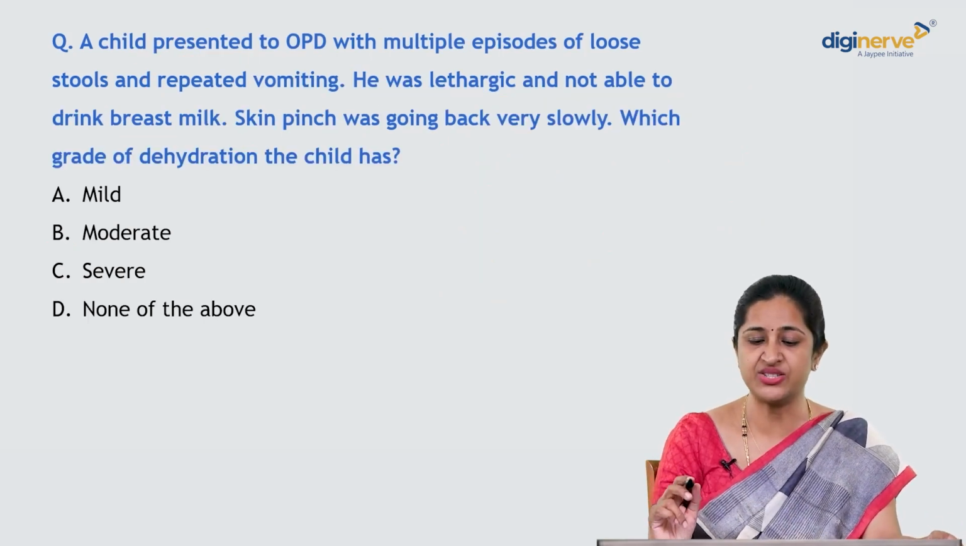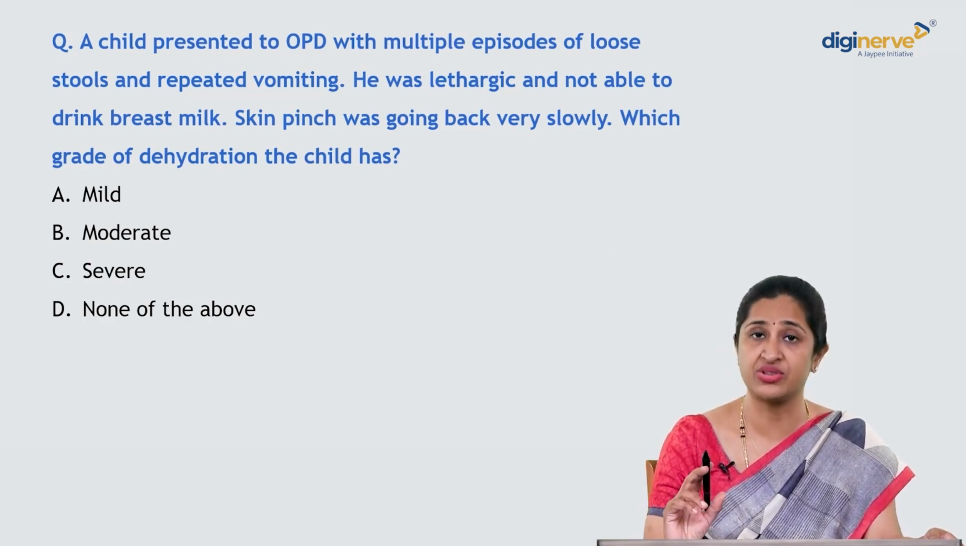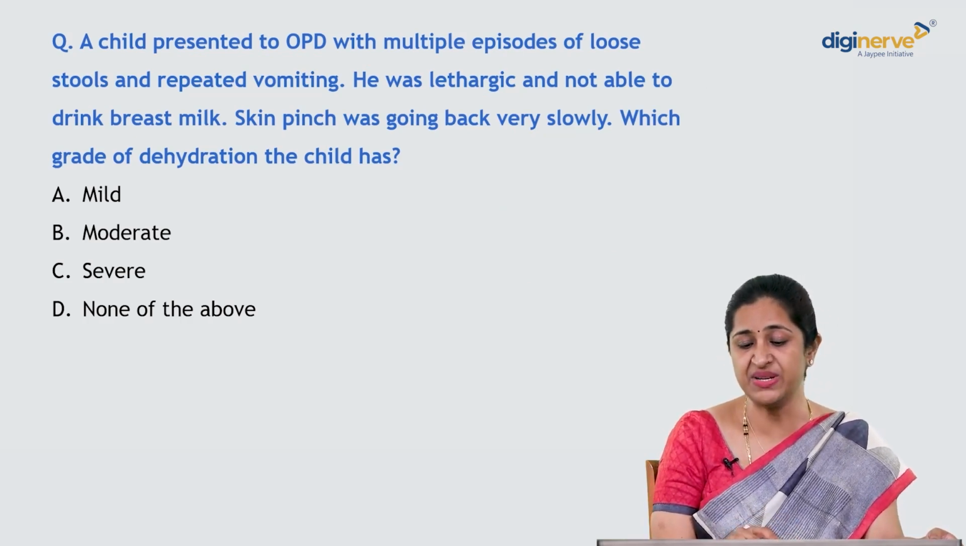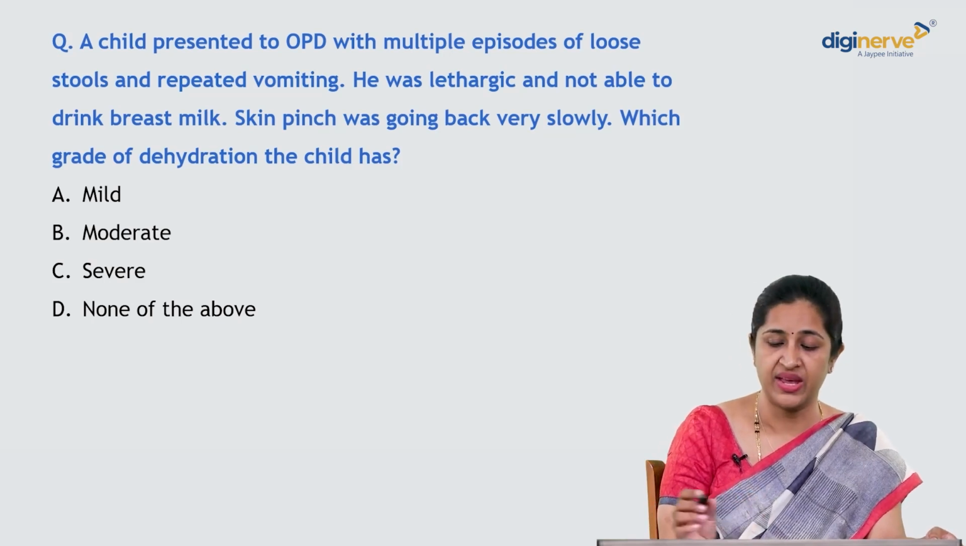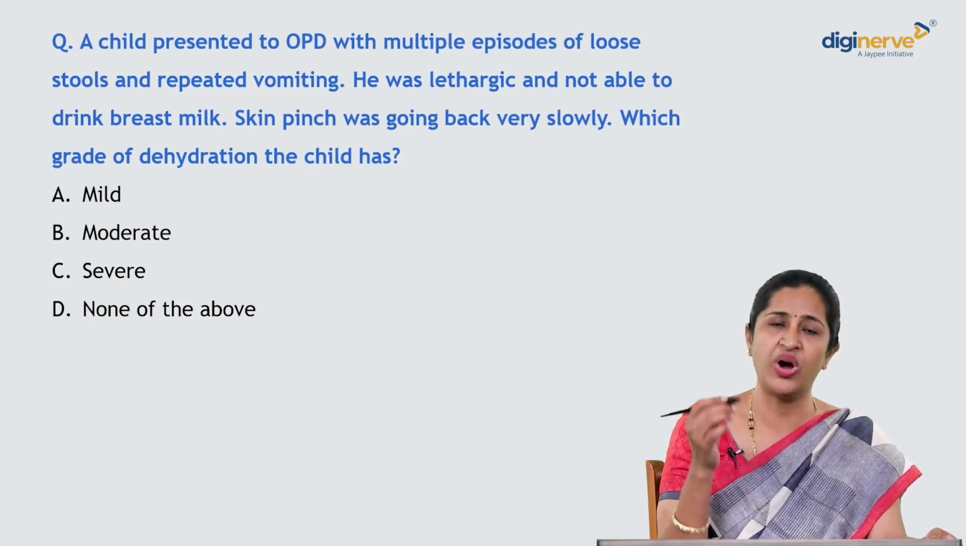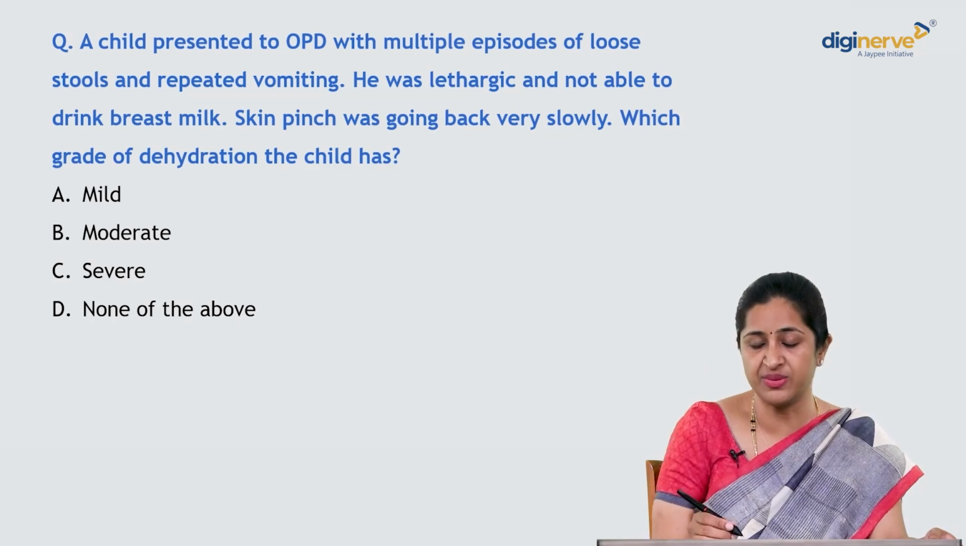A child presented to OPD with multiple episodes of loose stools and repeated vomiting. He was lethargic and not able to drink breast milk. Skin pinch was going back very slowly. Which grade of dehydration does the child have? Now, how would you look at grade of dehydration? You look at grade of dehydration based on certain points.